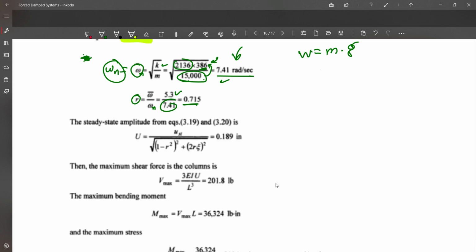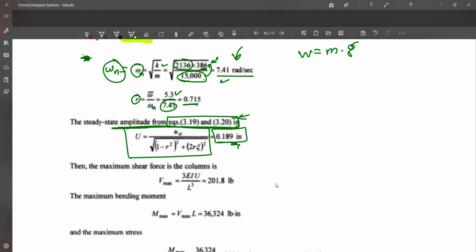This is the ratio. The steady state amplitude from our equation. This is based on the book by Mario Paz, but for our equation it is the same. This is what we are dealing with, the same. U static over the square root of (1 minus r squared) to the power 2 plus (2 r times the damping ratio) squared. This gives us 0.189 inches.